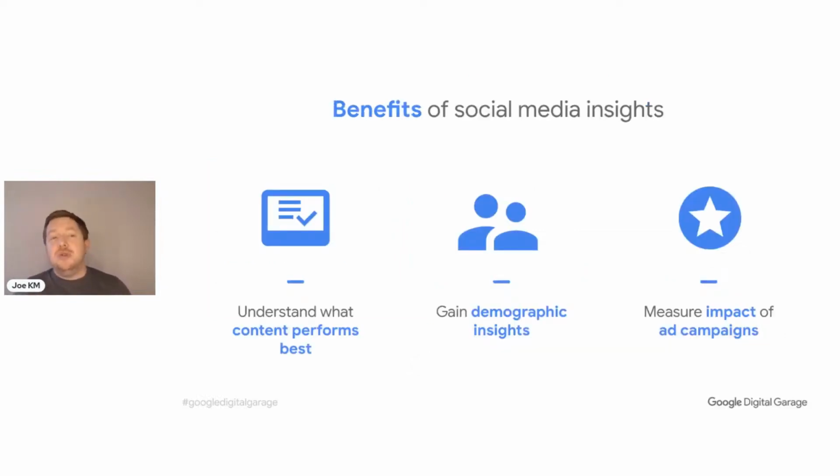So the benefits of social insights is you can understand what content performs best by literally going to your post and looking at the analytics: what gets engagement, what gets likes, what gets comments, what gets people clicking through to the next stage. And what you could even do is use some of this to influence what ads you also do.